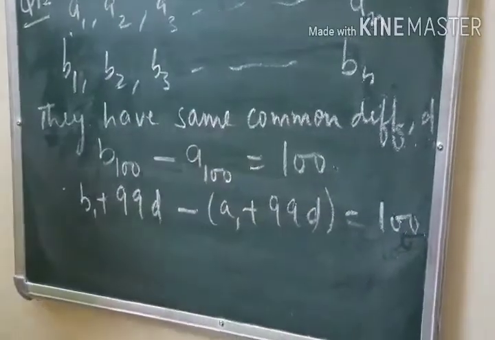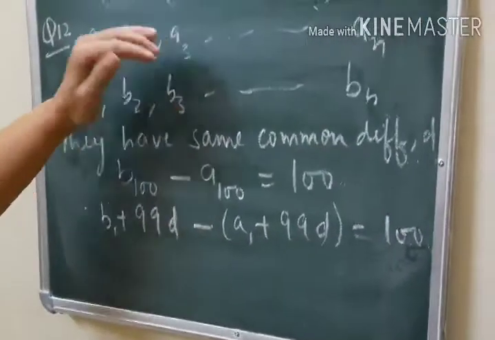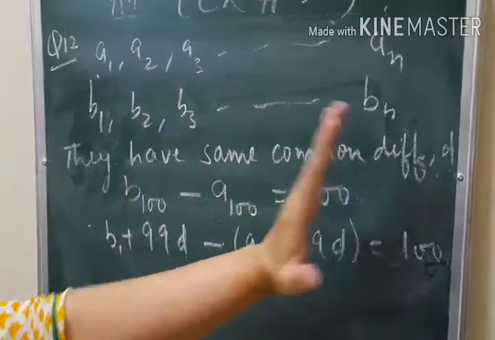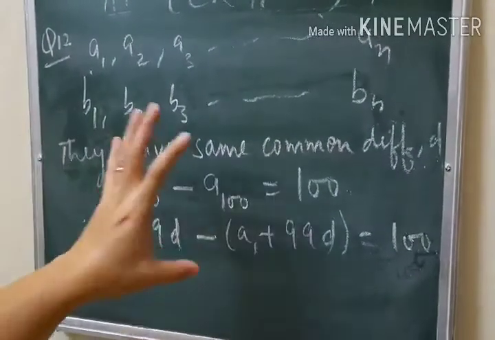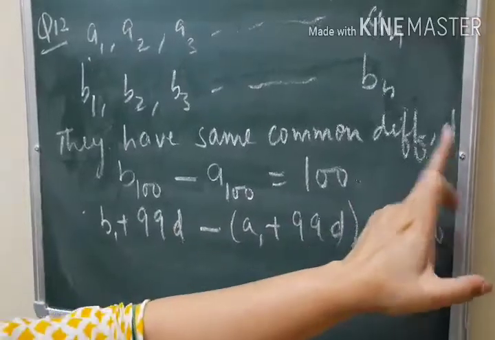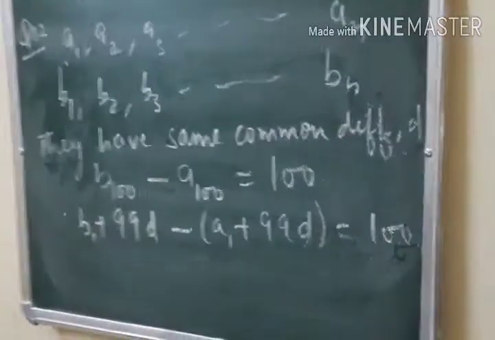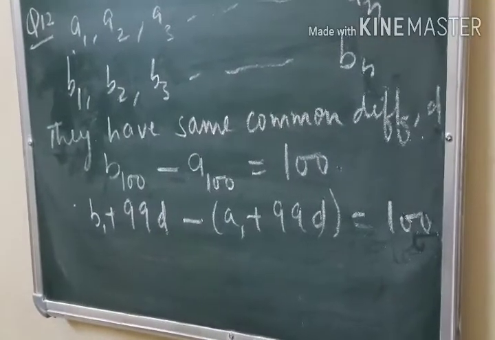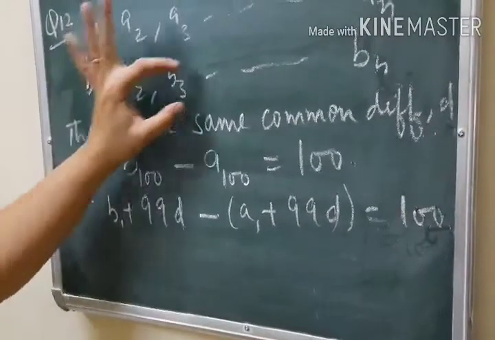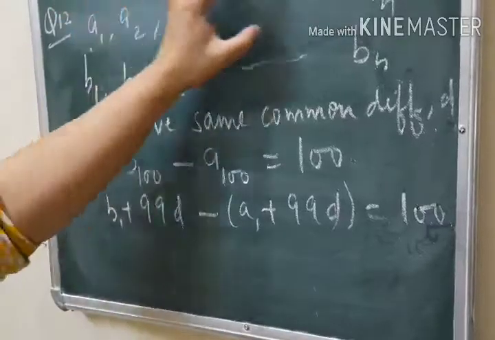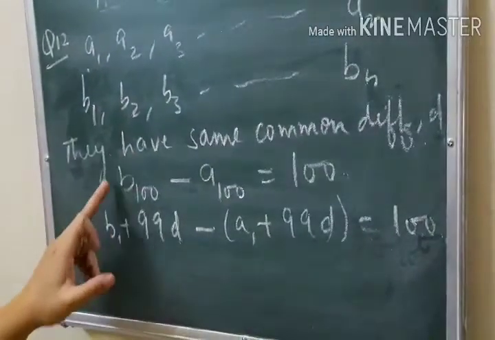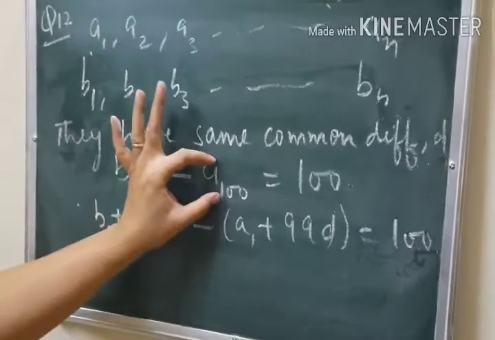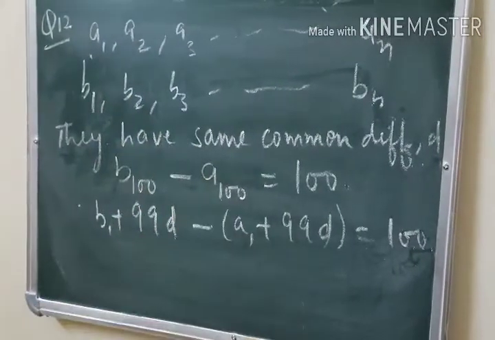Is it clear? Now two different APs are there, so I have taken one AP as A1, A2 to AN, another AP as B1, B2 to BN. It is given that they have the same common difference, so the common difference is D for both the APs. Now it is given in the question that their 100th terms, when you take their difference, it is 100. So the 100th term of this AP will be B100, and of this AP will be A100. The B100 formula is B1 plus 99D, minus sign as it is. The formula of A100 is A1 plus 99D.